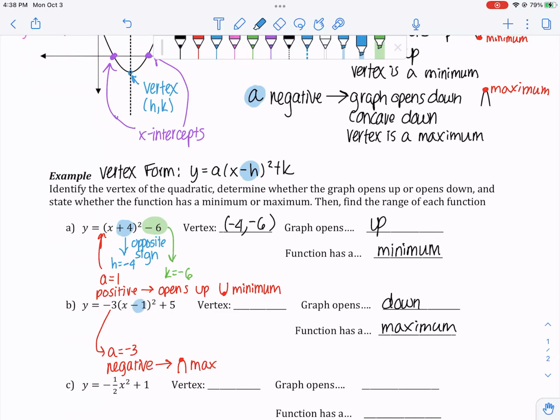For the vertex, our h value is the opposite sign. So h is equal to 1, opposite sign. The k value is exactly what it looks like. So k is equal to 5. So our vertex is at (1, 5).